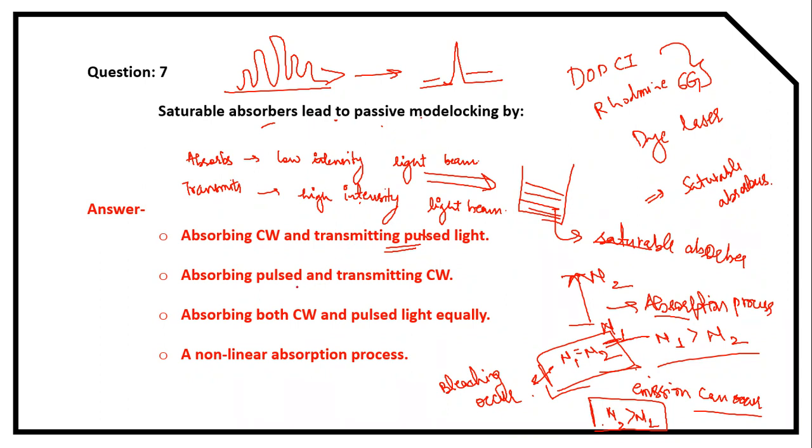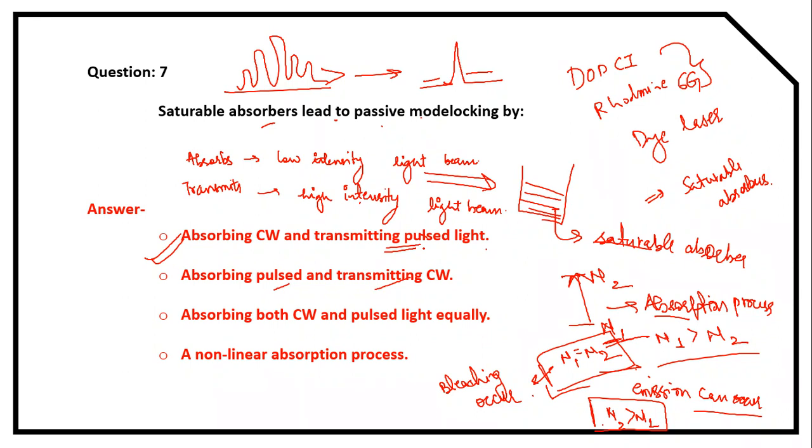This is our first option. The second is absorbing the pulse and transmitting the CW light. The third option is absorbing both CW and pulse light equally. The fourth is nonlinear absorption. So absorbing CW and transmitting pulse light may be the right answer for this question. The reason is that the pulse light is quite intense, so it can be transmitted by the saturable absorber. The third option, absorbing both CW and pulse light equally: maybe it absorbs both, but it transmits most of the pulse light, so this is also not the option.